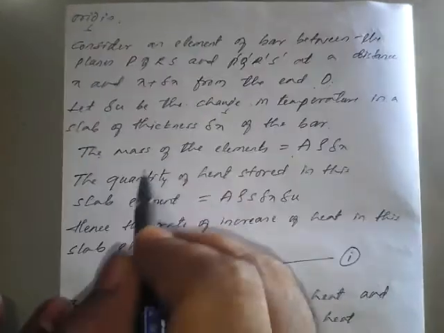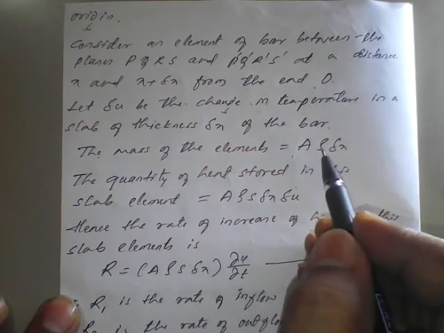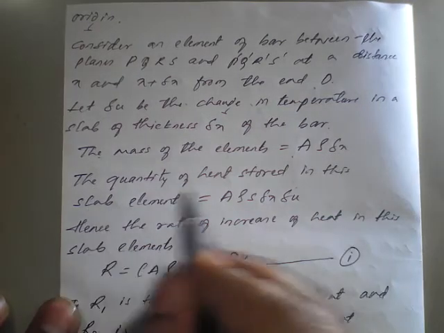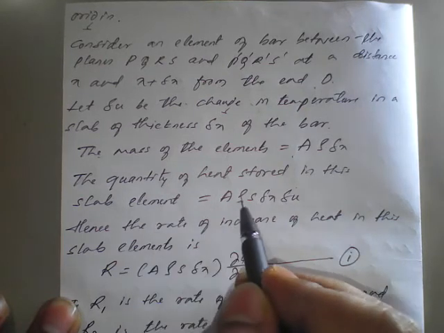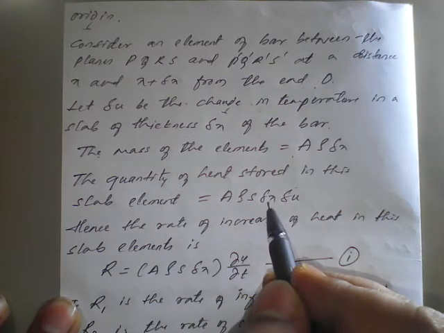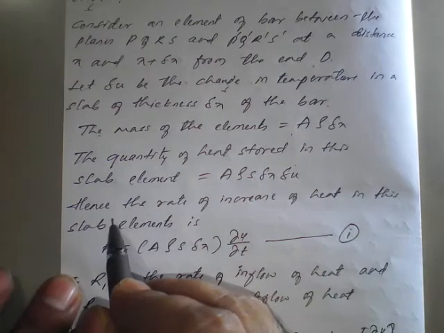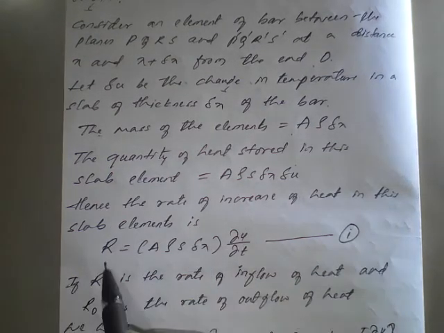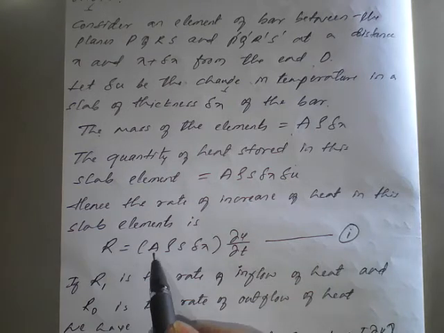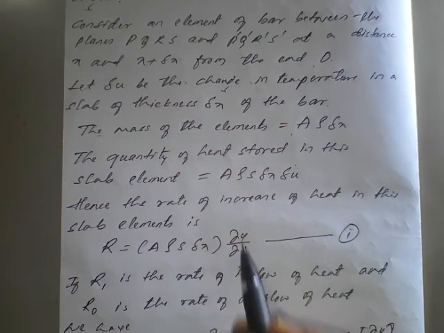The mass of the element is given by A into rho into delta x, where A stands for area. The quantity of heat stored in this slab element is given by A rho S delta x delta U. Hence the rate of increase of heat in this slab is R equals A rho S delta x into dou U by dou t. Call this equation number 1.